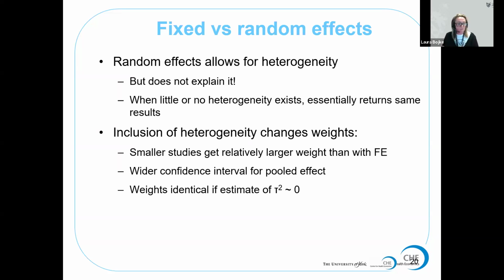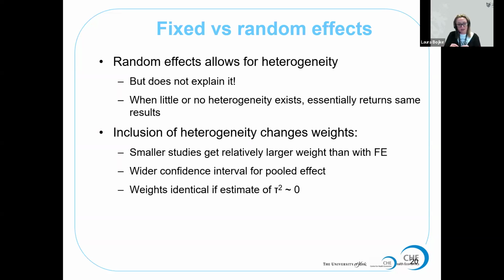And in those circumstances, you would find that the fixed and the random effects would give you pretty much the same results. But it's not the case that there isn't heterogeneity. We just haven't got sufficient studies to be able to estimate it in a robust way.